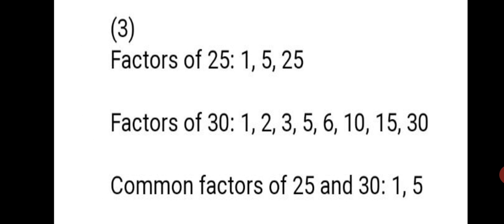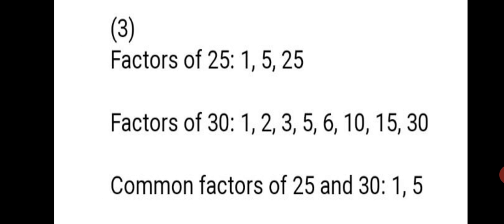Sum number 3. Factors of 25. 1 into 25 is our first step. And 5 fives are 25. Besides that, we have no other multiplications which give 25 as answer. So, arrange it nicely. Factors of 25 are 1, 5, 25. Next, factors of 30. To begin with, 1 into 30 is 30. Then 2 into 15, 3 into 10, and 5 into 6. Once your rough work is done, arrange it properly. Factors of 30 are 1, 2, 3, 5, 6, 10, 15, 30.